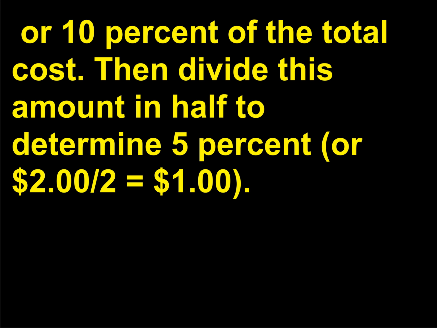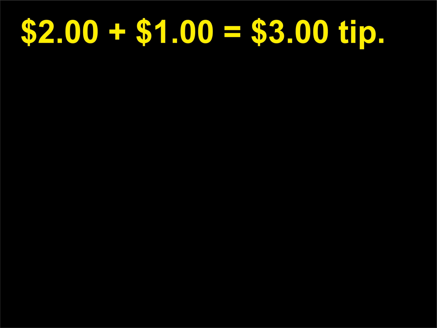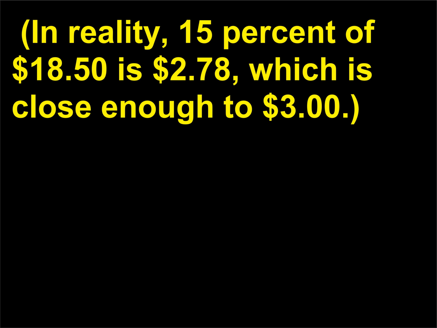Or 10% of the total cost. Then divide this amount in half to determine 5%, or $2.00/2 equals $1. Add the two resulting amounts to estimate 15% of the total in this instance. $2 plus $1 equals $3 tip. In reality, 15% of $18.50 is $2.78, which is close enough to $3.00.